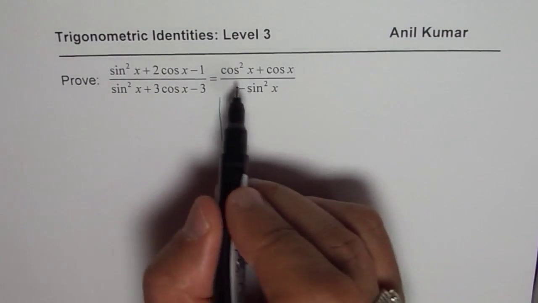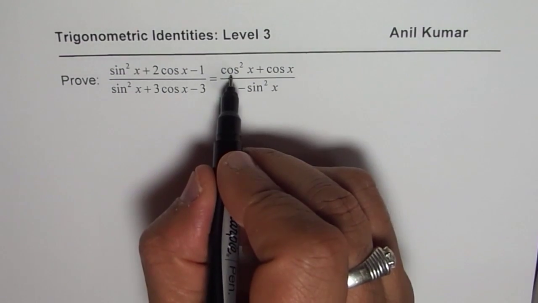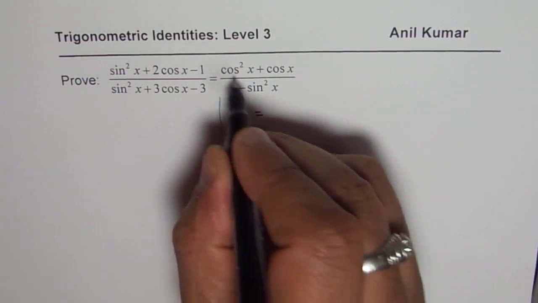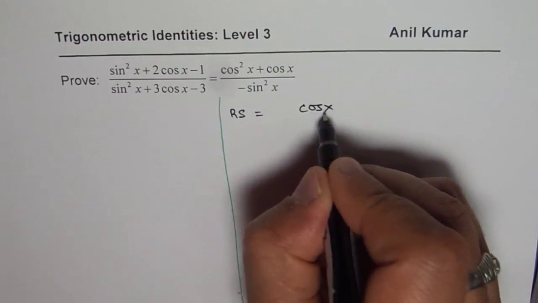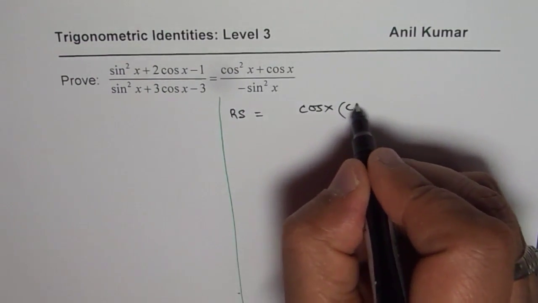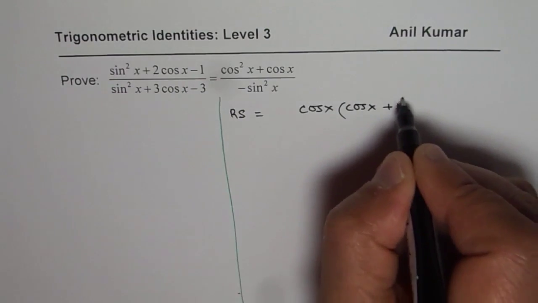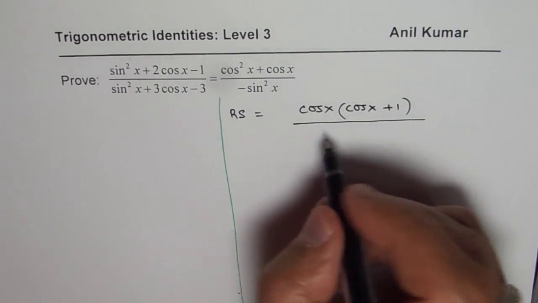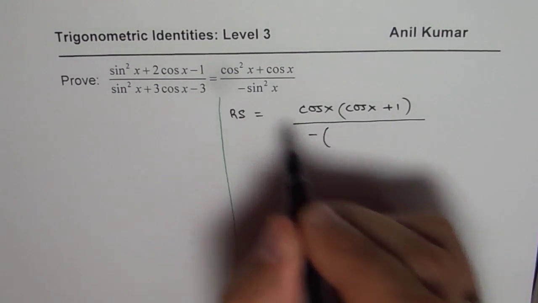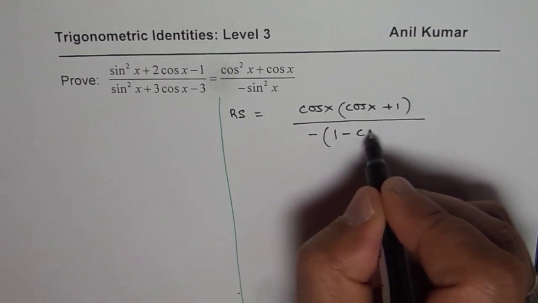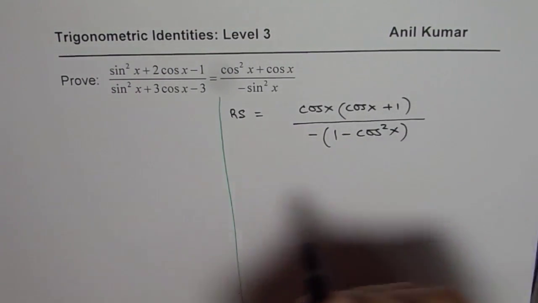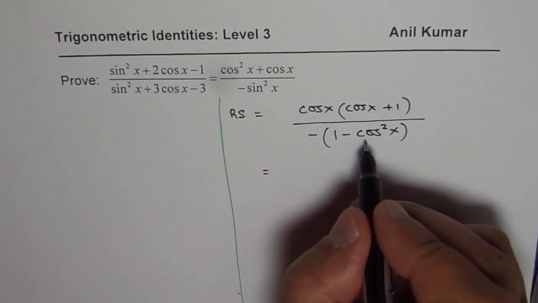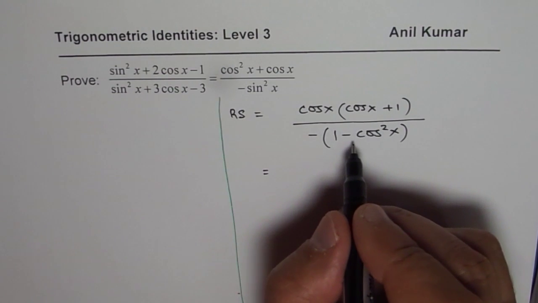So on the right side we can take cos x common. So we'll start with the right side. We have cos x common, and the numerator could be written as cos x plus 1. The denominator is minus sine square x, which could be written as 1 minus cos square x. Okay. Now we can write 1 minus cos square x as a product of sum and difference, right?